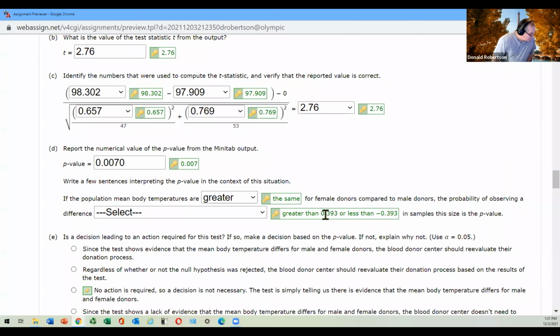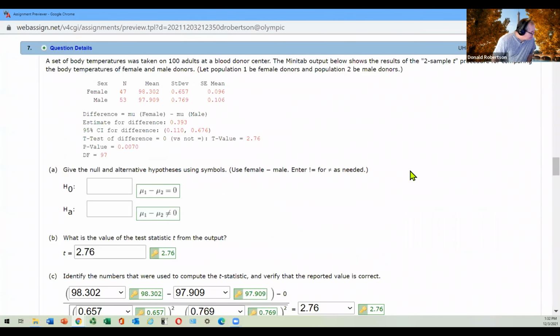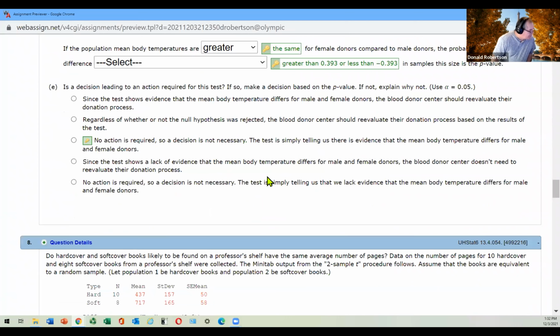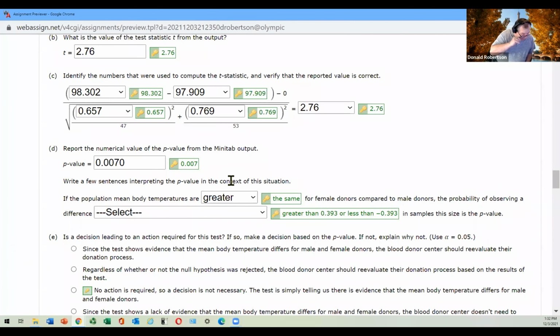Okay, where did this 0.393 that they're talking about come from? Oh, shoot, there's the difference there. They're talking about the difference, they're not talking about the p-value directly. And the difference is somewhere between 0.39 and minus 0.39. Why is there two values? Because if you did it one way around, it'd be positive, and if you did the other way around, it was negative.